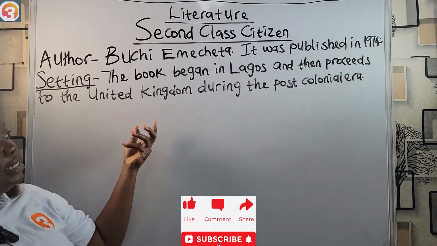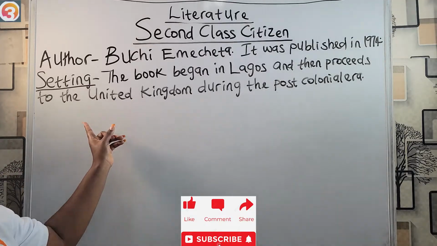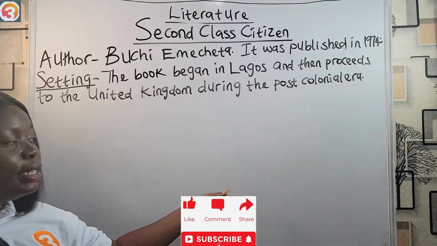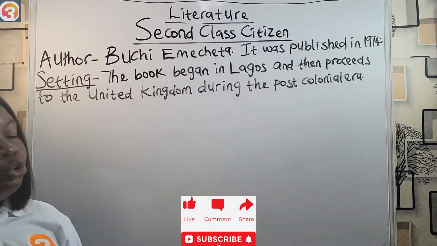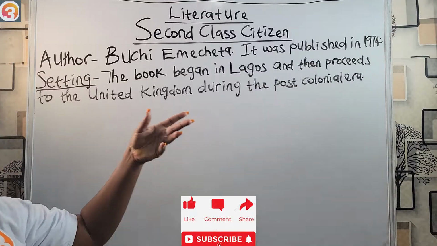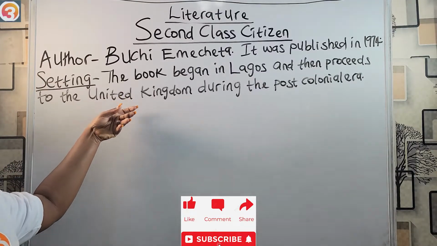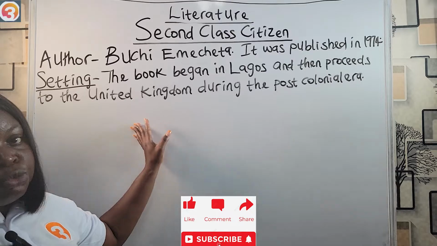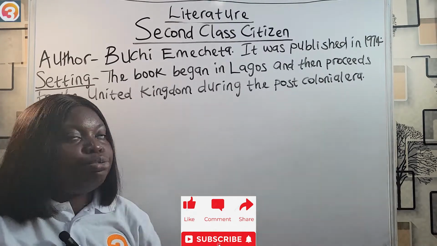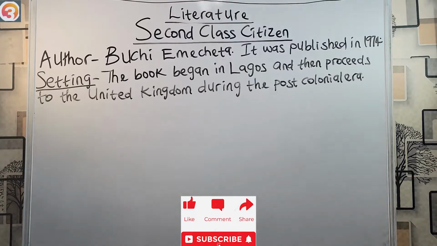So the book was set in that time frame in Lagos and in the United Kingdom. It began in Lagos, where the protagonist, Ada, was born and brought up, got married, gave birth to two children before she proceeds to the land of her dreams, which is the UK, and that's where she spends most of her adult life. And all this took place during the post-colonial era after Nigeria gained their independence.